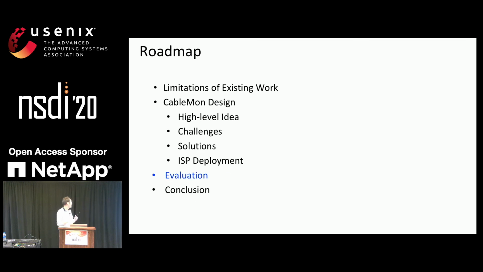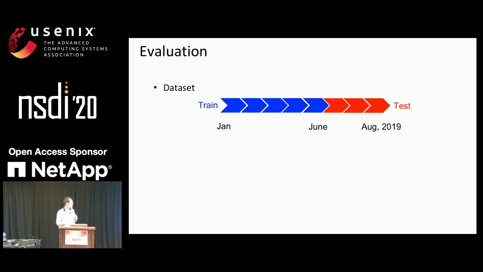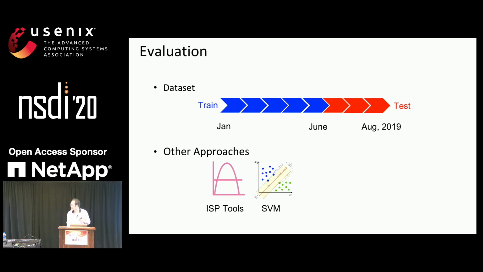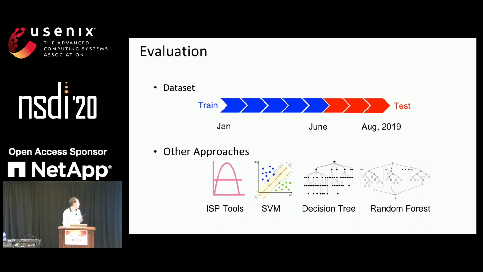OK, now we come into the evaluation results. We use the datasets from January to August in 2019. So we use the data from January to June for training and the rest of them for testing. We compare our system with other approaches, including the cutting-edge ISP tools, which use a manually set threshold, and SVM, and decision tree, and random forest.